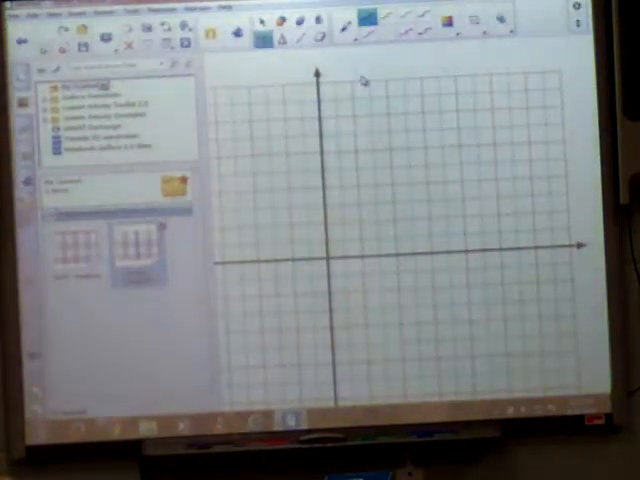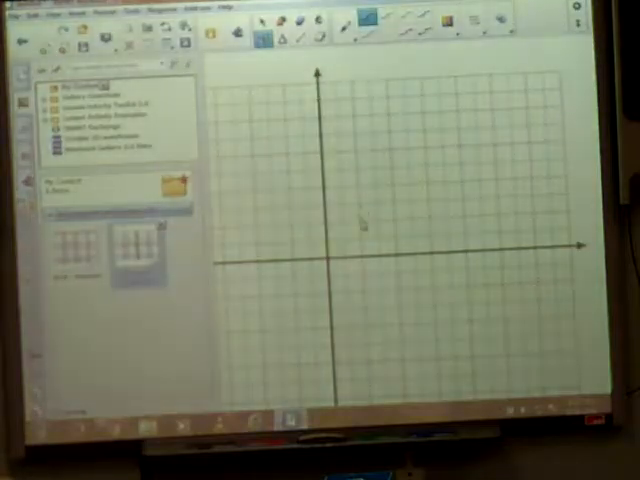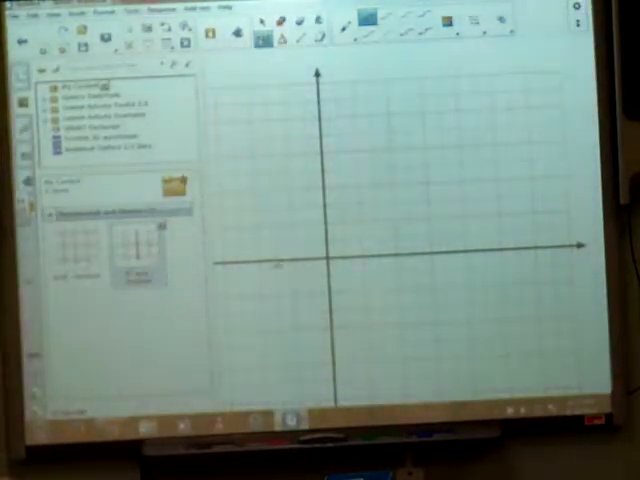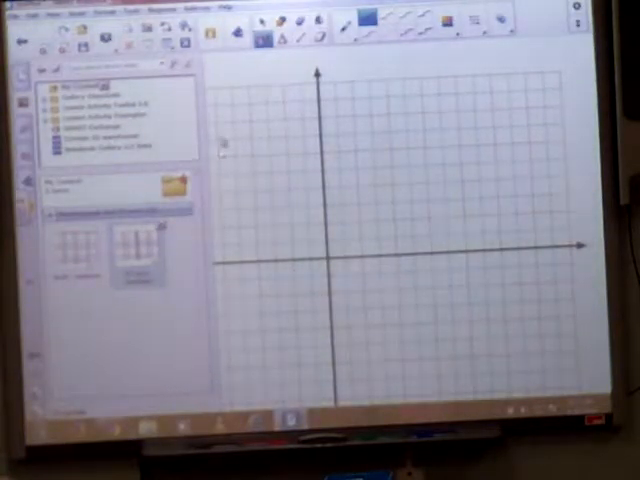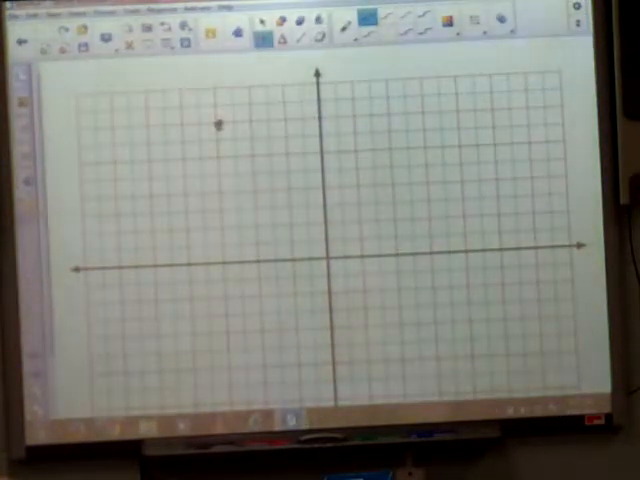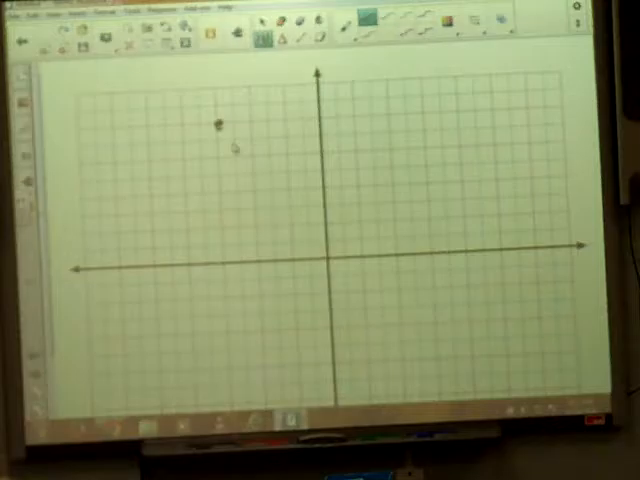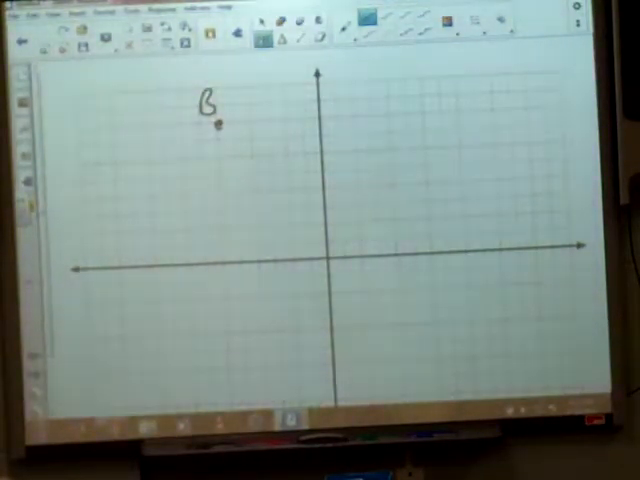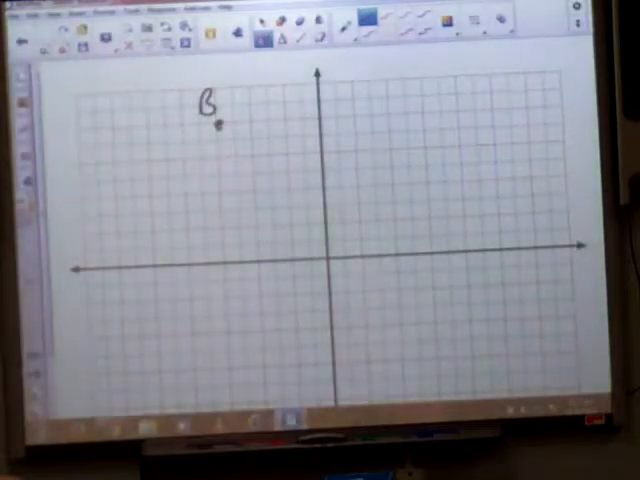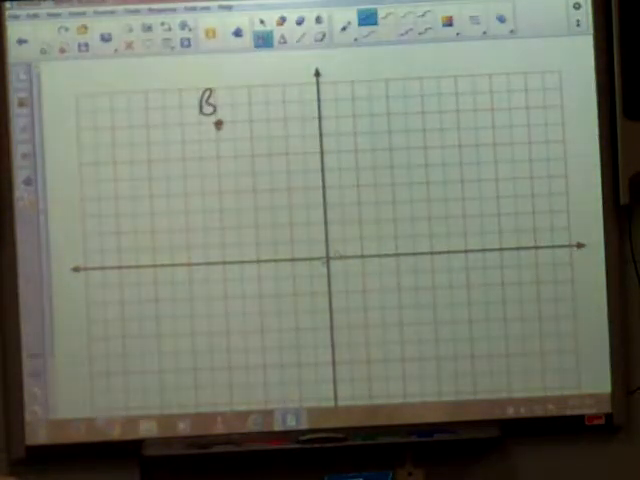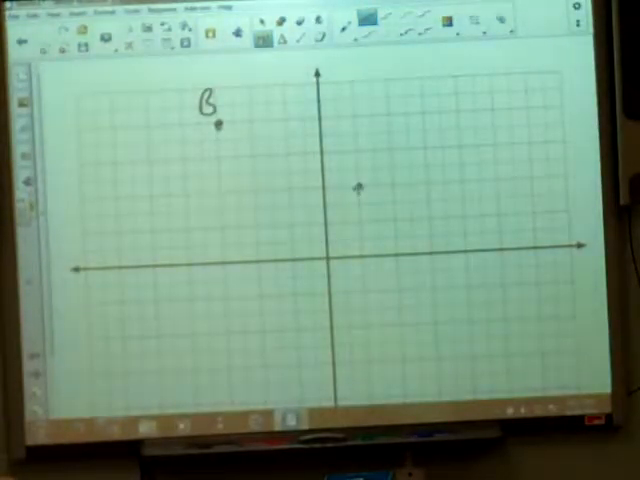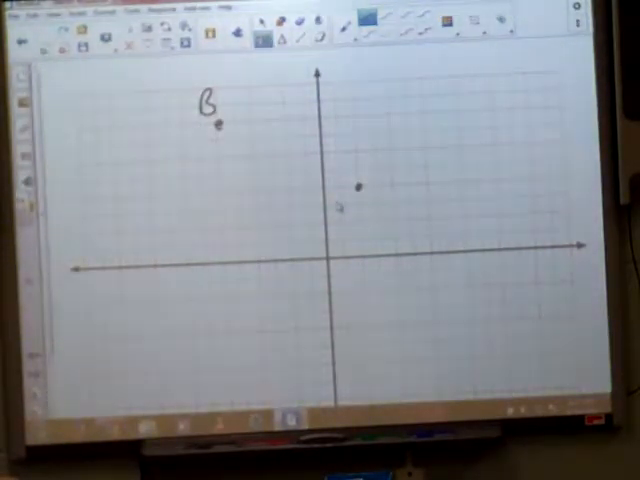Alright, it says when points A and B, and it gives us B, which it says is negative 3, 4. When A and B are graphed on standard XY coordinate plane, the midpoint will be at 1, 2. There's my midpoint. So it's wanting to know where would A be?